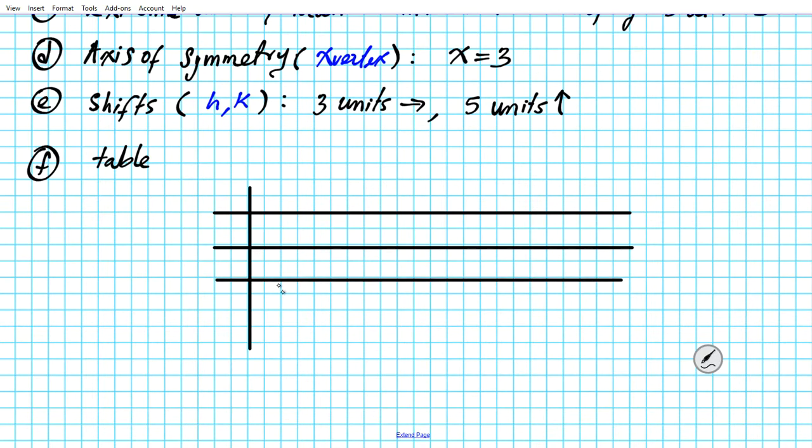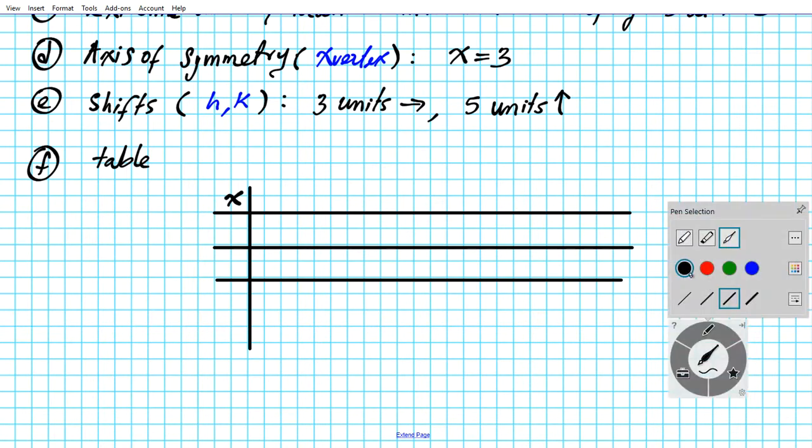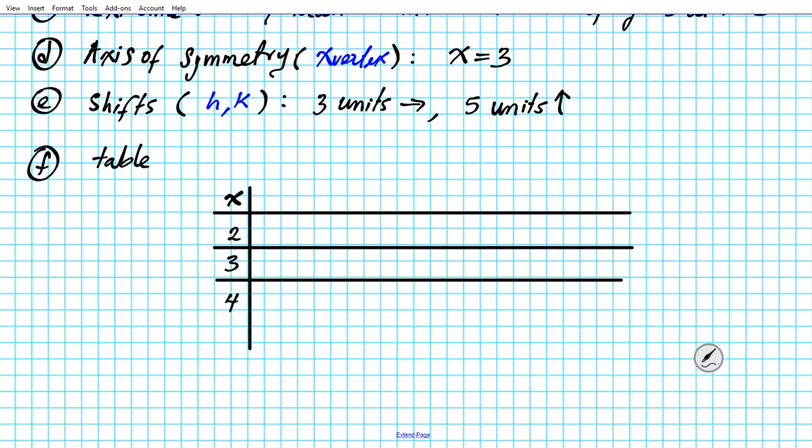Okay, so for the x, we are going to pick a point before and after the vertex. So the vertex is (3, 5), so the x value in the middle will be 3. We'll pick a number before it, which is 2, and a number after it, which is 4.